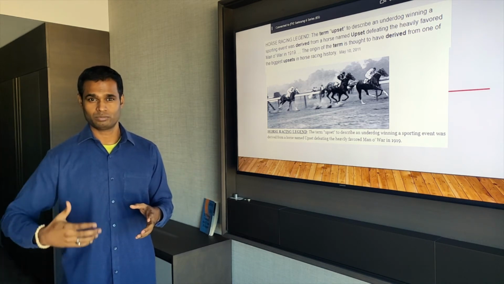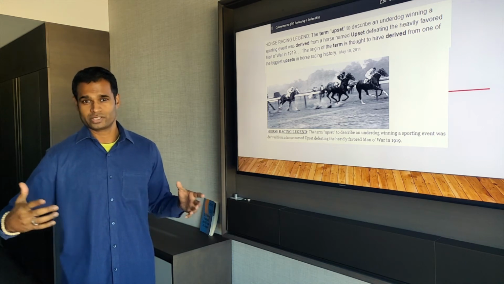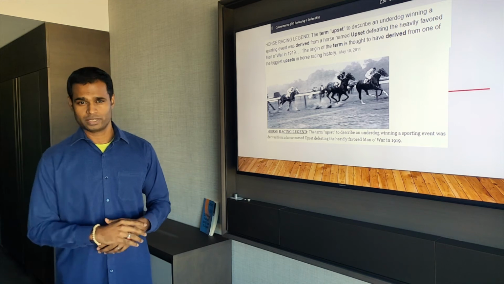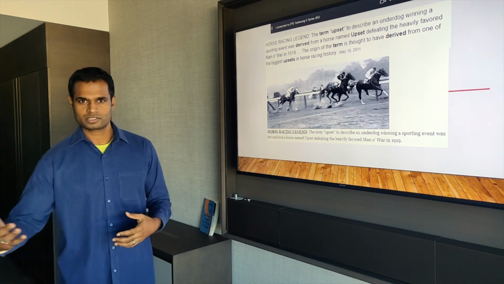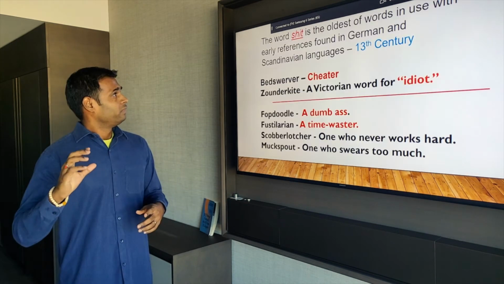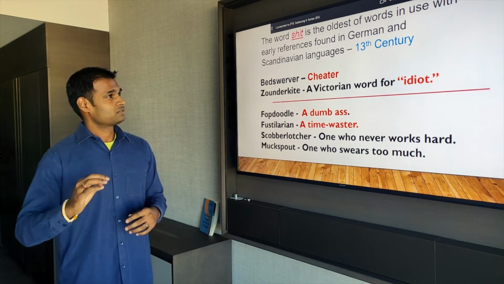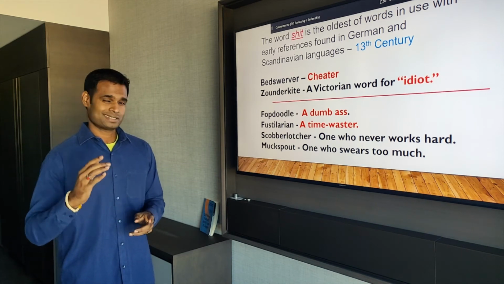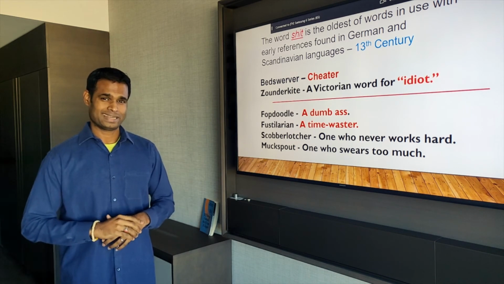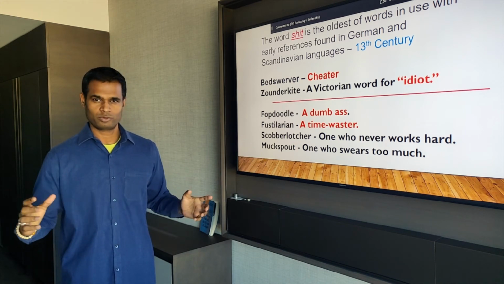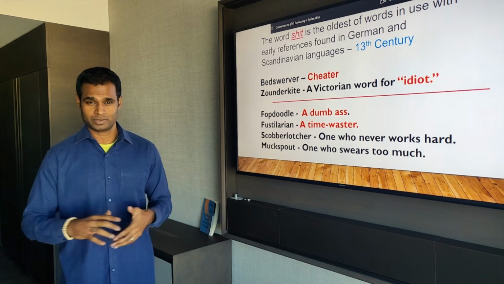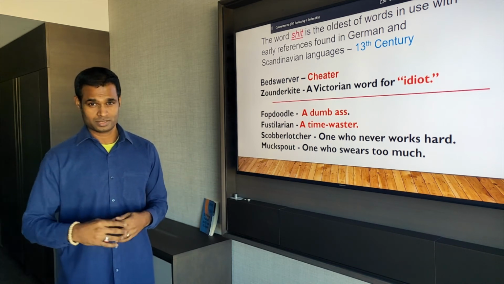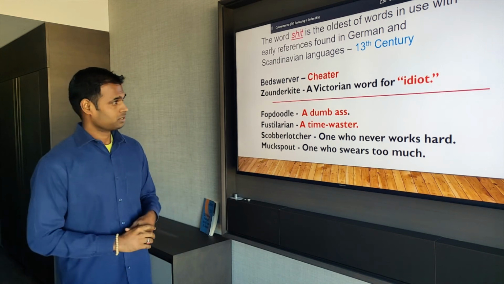So that's where the word comes from. When we say upset, basically you're talking about a horse name, but then eventually it got into our dictionaries and our system as we speak. The word shit is one of the oldest words in use, with early references found in Germany, and it started pretty much in the 13th century. Before that, it meant nothing basically. The foul language we use started pretty much in the 13th century.